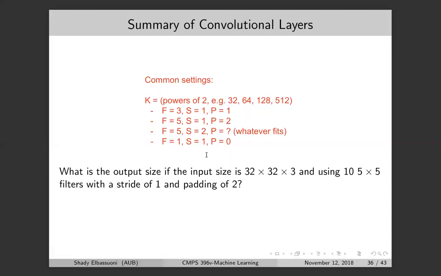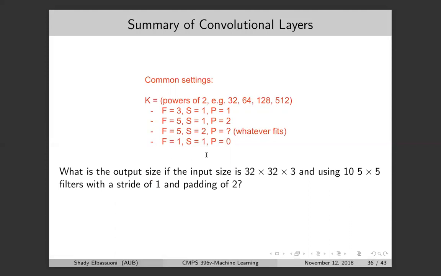So at the output side, the input is 32 by 32 by 3, and you're using ten 5 by 5 filters with a stride of 1 and a padding of 2. Just a reminder of what we're doing. We will get back to the last slide to calculate each one of them. As we know, the last one would be 10.